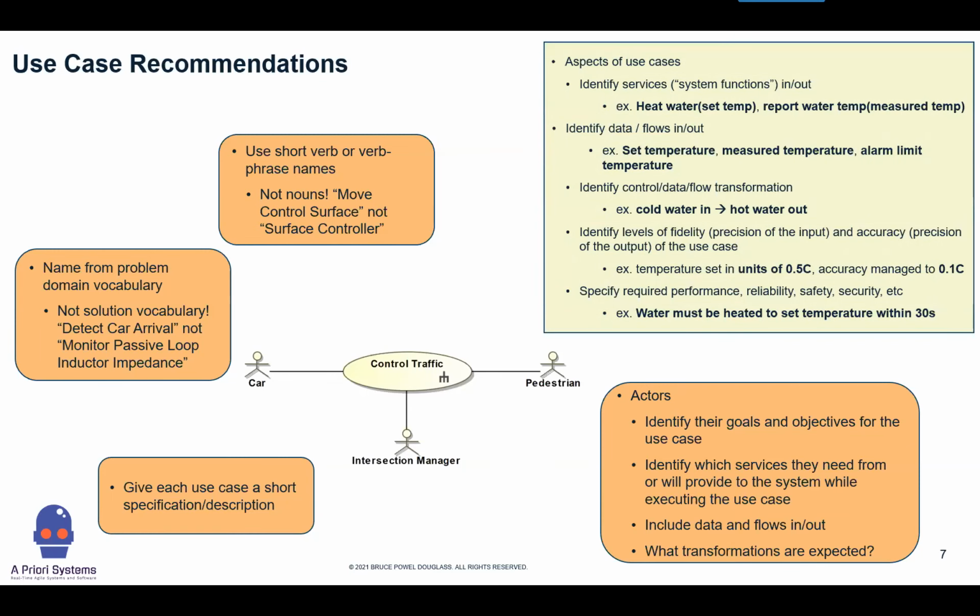So there are various aspects of use cases that we have to consider. What are the services? I think of a water heating system. We expect it to heat the water to some set temperature, as well as perhaps to report the current water temperature. Flows in and out: the set temperature, where I want to set it to 90 to 110 degrees, whatever temperature I want. Give me the measured temperature. If the temperature exceeds either a too high or too low value, alarm. Those are values that I expect to flow in or out of the system. What are the controller data transformations? Cold water flows in, hot water flows out.